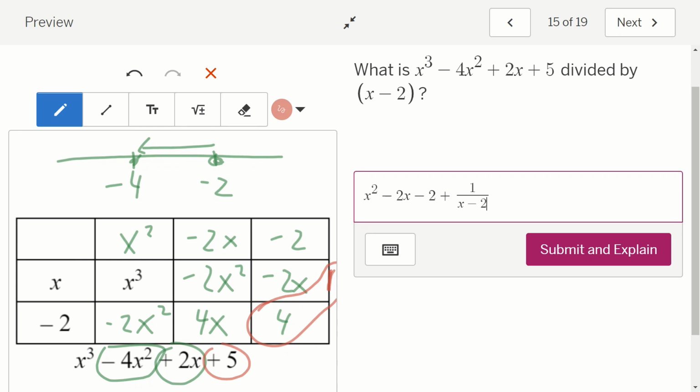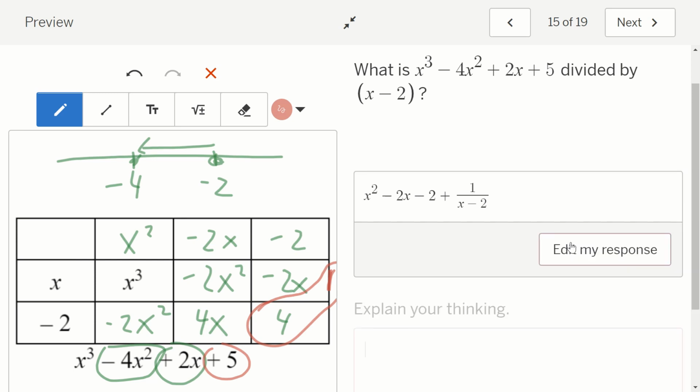Just saying that there is a remainder or just saying remainder 1 is not technically wrong, but it is not the most complete way for you to write your answer. So when you're writing an answer for me, this is how I want you to write it. I think in the practice problems, it's going to be a little bit different. So submit and explain. Explain your thinking.